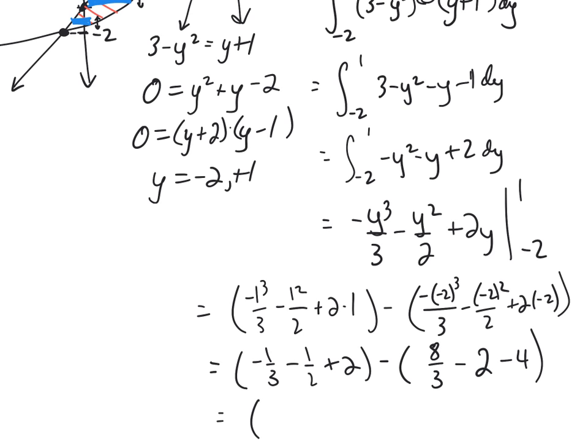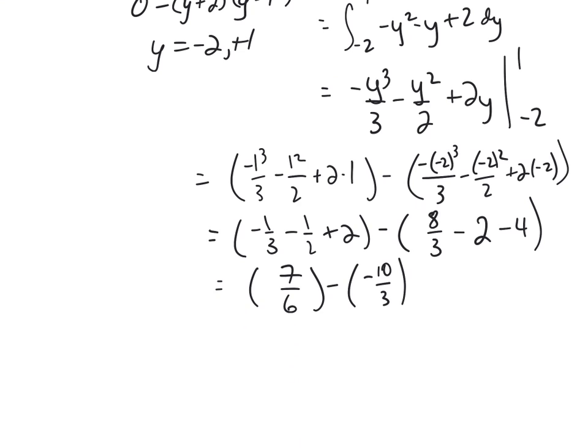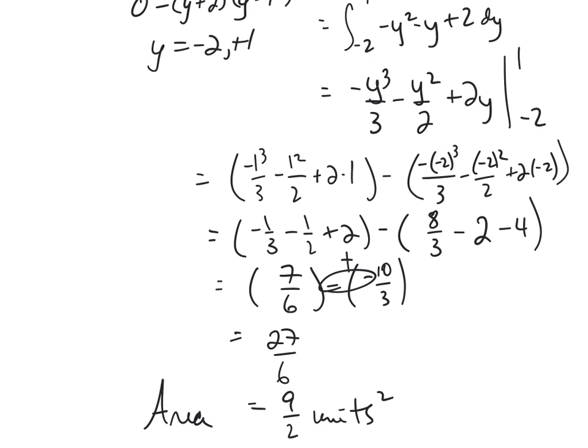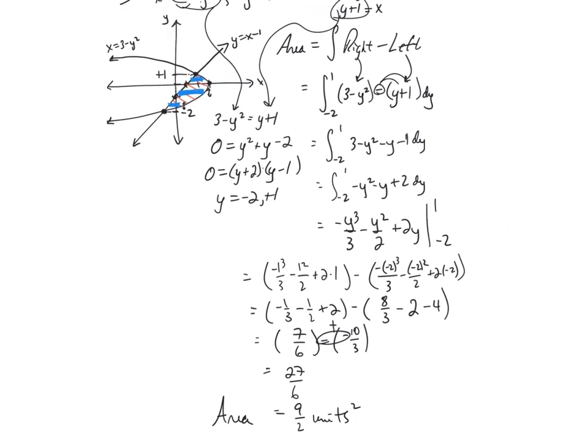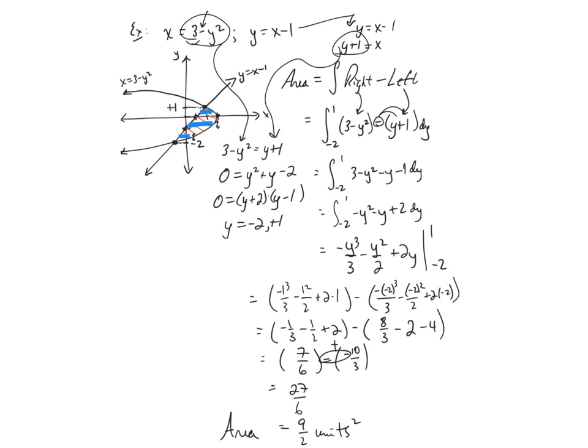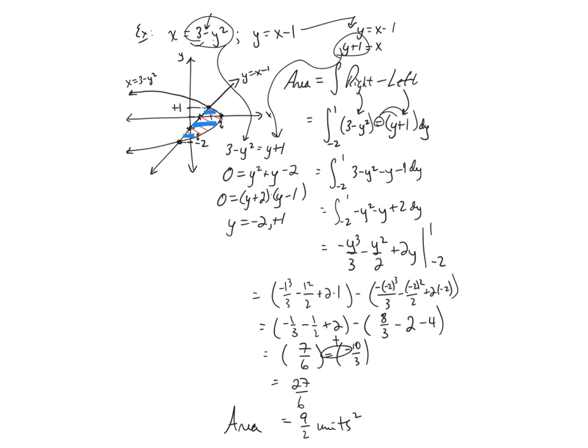-1/3 minus a half plus 2 is going to be +7/6. 8/3 minus 2 minus 4 is going to be -10/3. And then the two negatives make for a plus, so 7/6 plus 10/3 is 27/6, which when we cancel a 3 top and bottom reduces to 9/2. So the area between the two curves that we started with, hopefully this doesn't get too small for everybody, the area then is +9/2 square units.